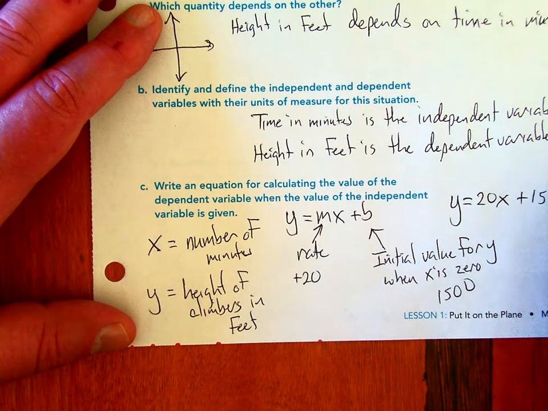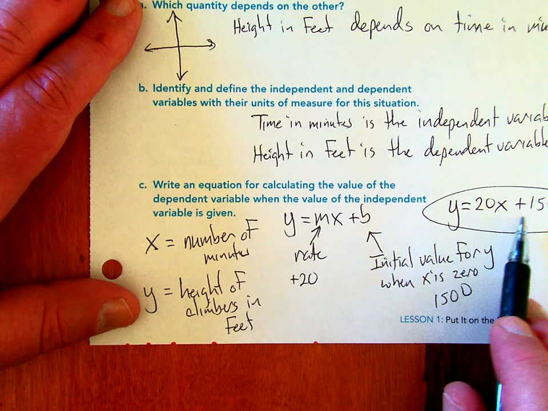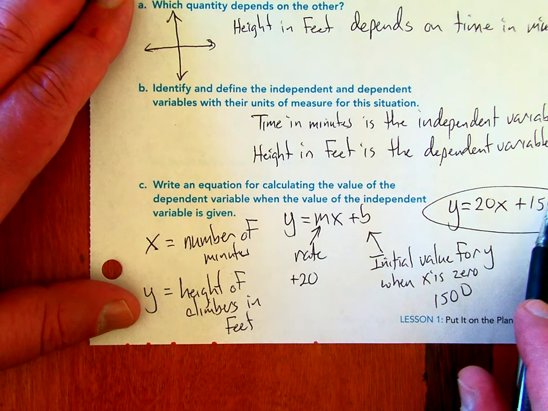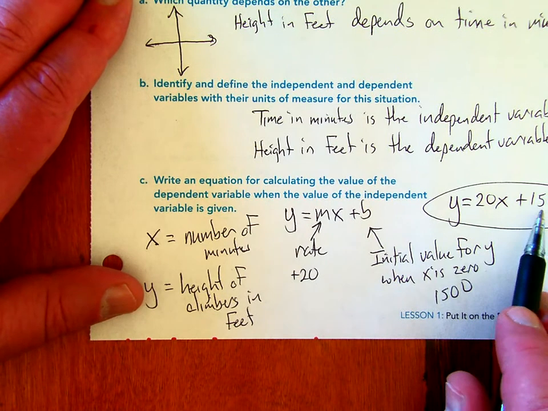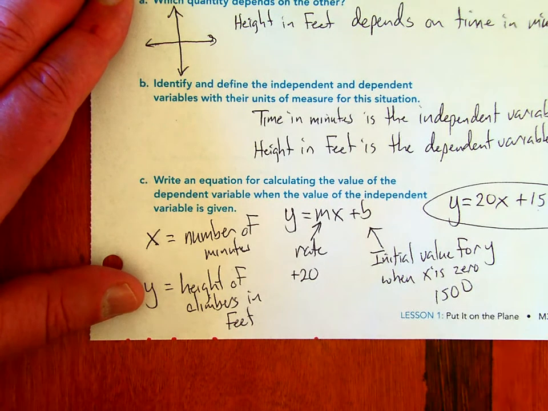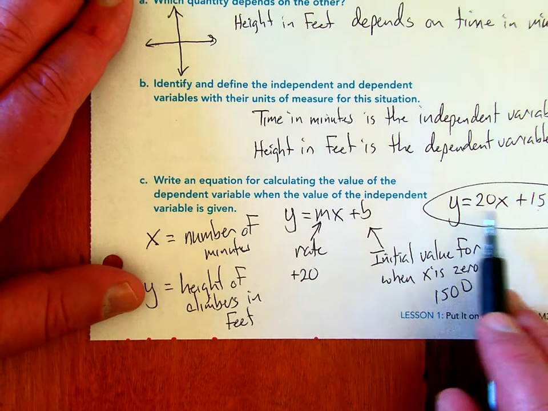If I had arrived when they started, this would have been a proportional relation because this would have been 0. As it is, this is not going to be proportional because from when I arrived, they were already 1,500 feet up. This is going to be a straight line, but it's not going to pass through the origin.